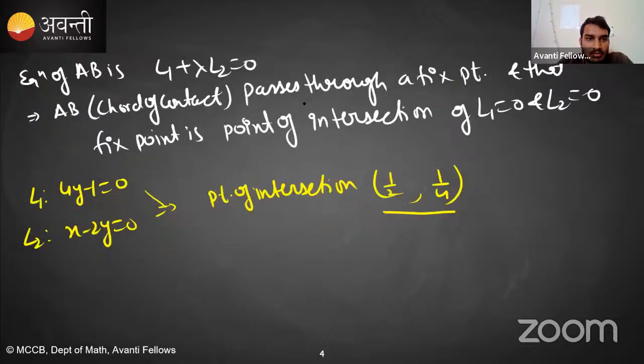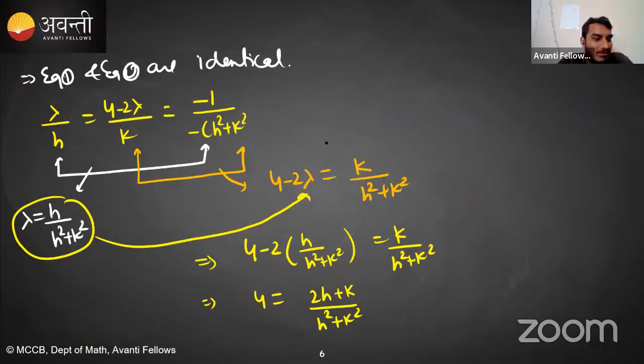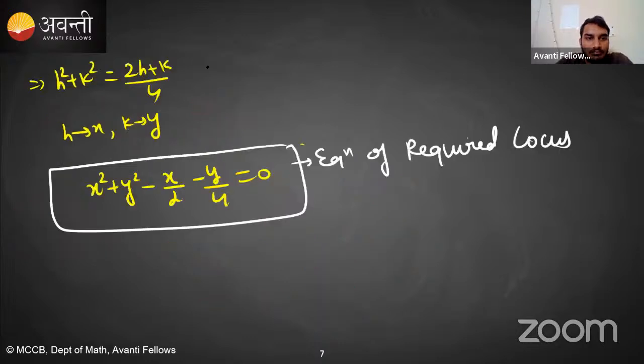So there were two parts. The first part was that the chord of contact passes through a fixed point, and the second part was to find the equation of the locus of the middle point of the chord of contact. If it is clear, shall we proceed to the next question?